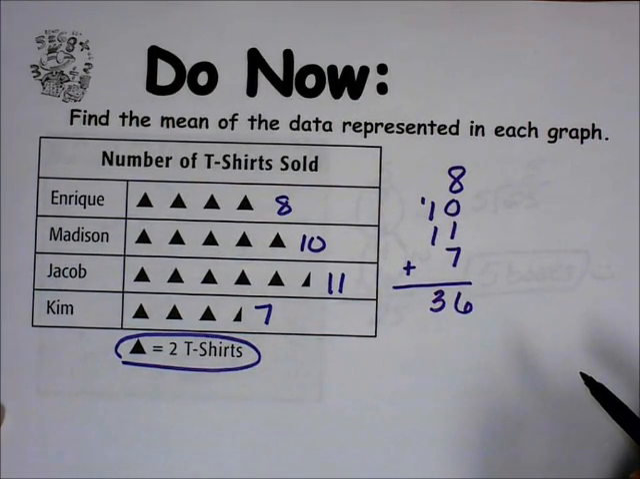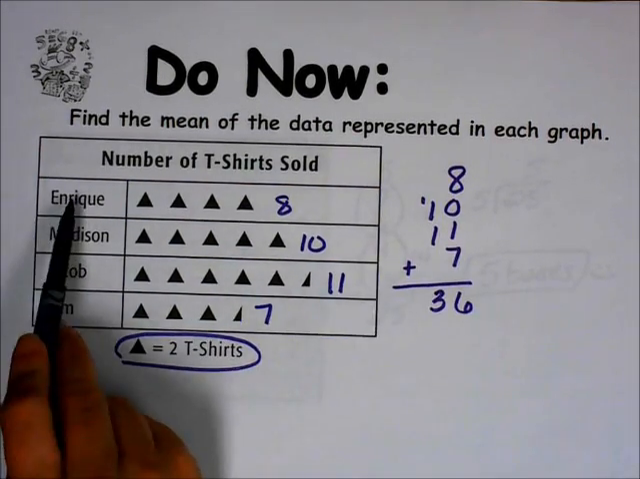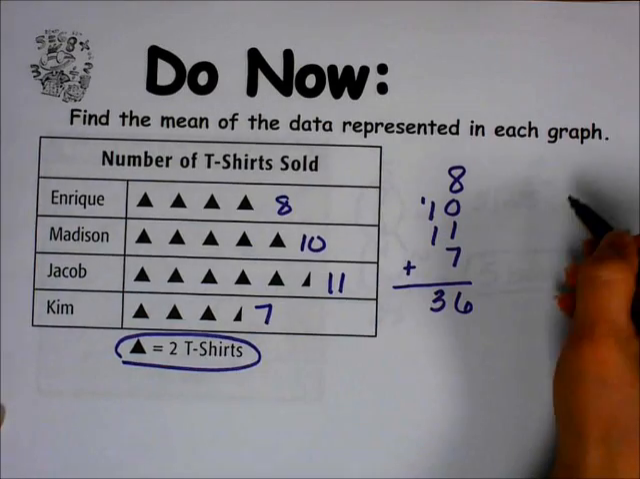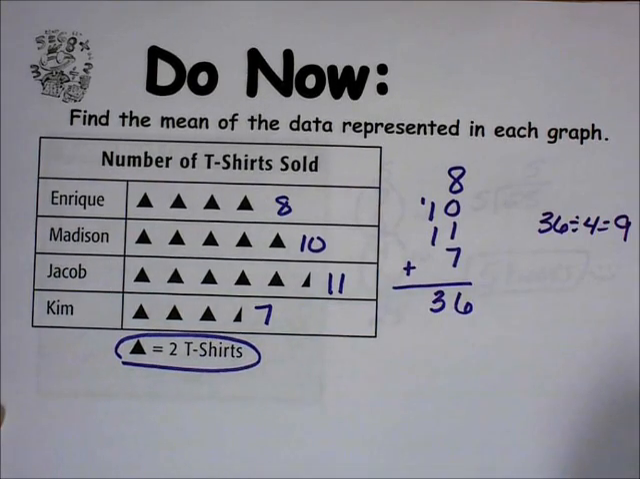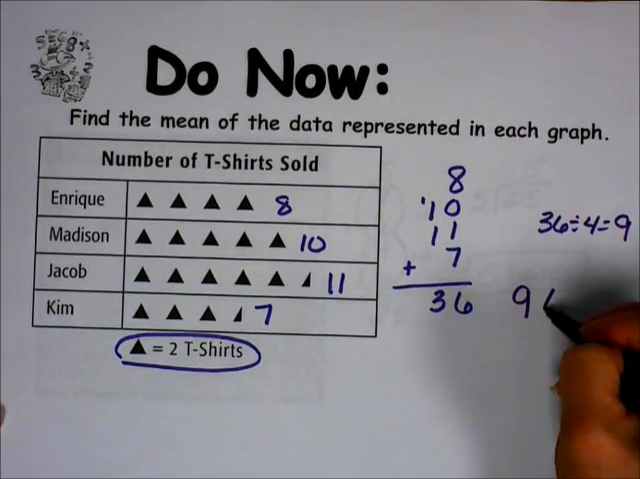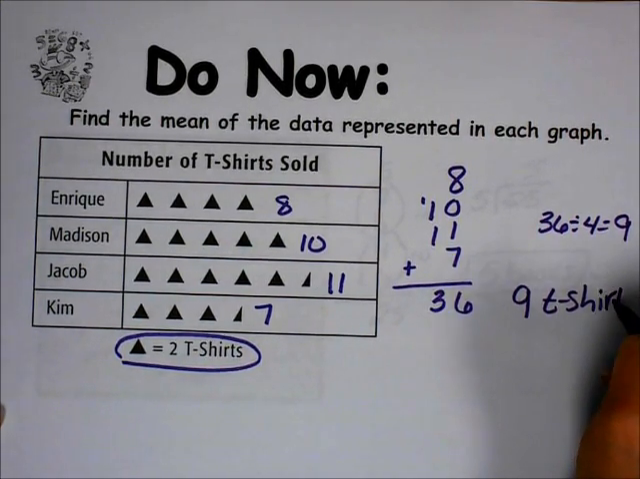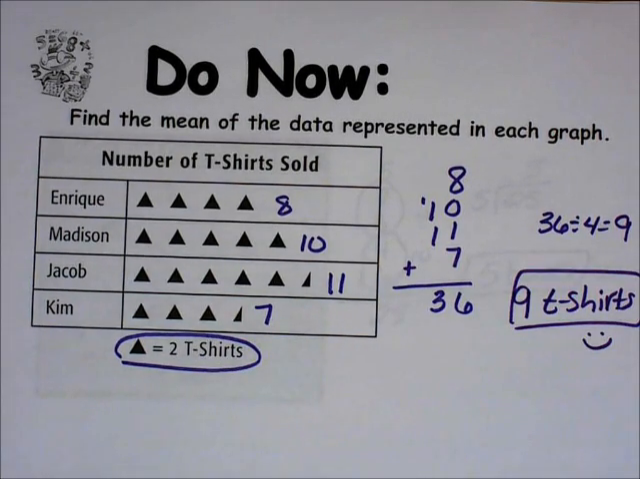So now I have the sum of 36, and I added 4 numbers together because 4 people were selling t-shirts. So 36 divided by 4 is 9. So the mean or the average number of t-shirts sold was 9. If you got your answer right, give yourself a smiley face.